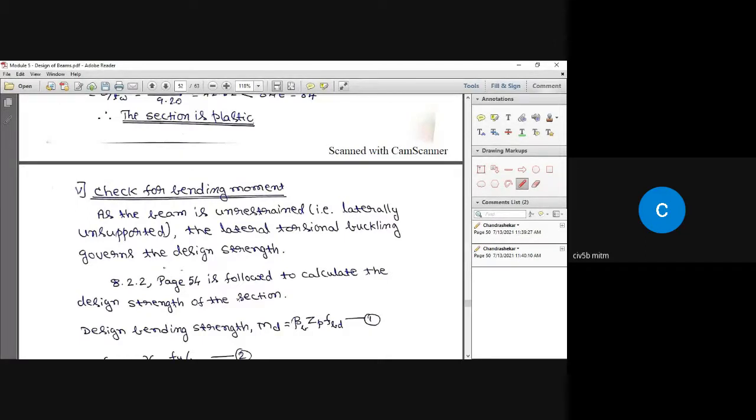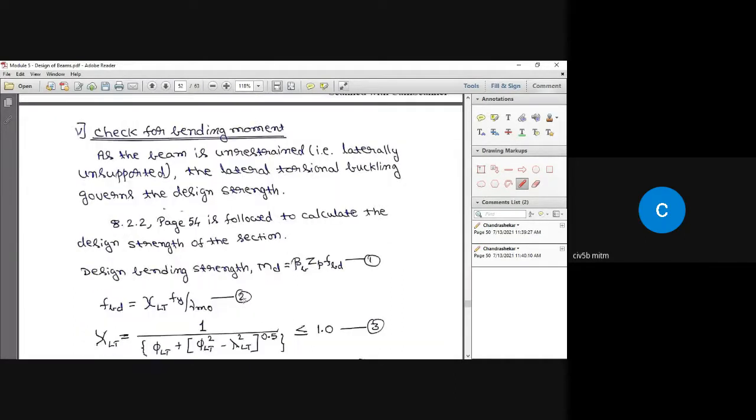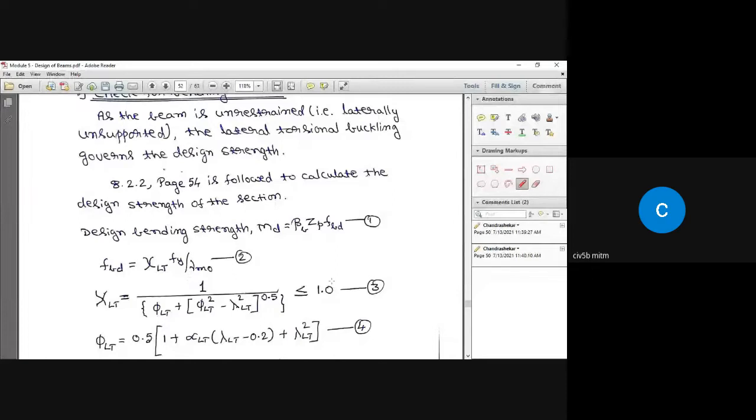So the painful part is to find out what is FBD value, that is the actual design bending stress in the material, which, as I said, is less than Fy divided by gamma MO. Okay. So what formula do we need to make use of? Yes, please open page number 54 of the code book. I'll give you 10-15 seconds. Page 54, IS 800.